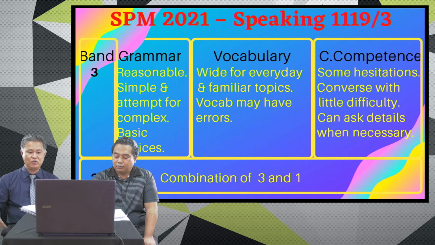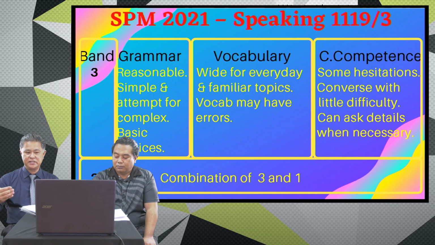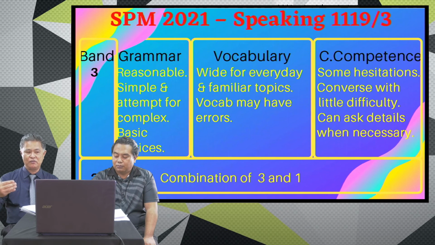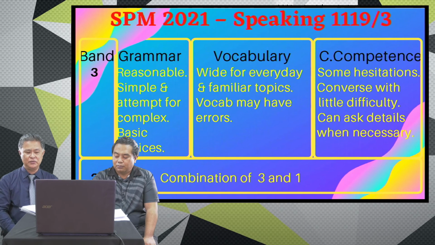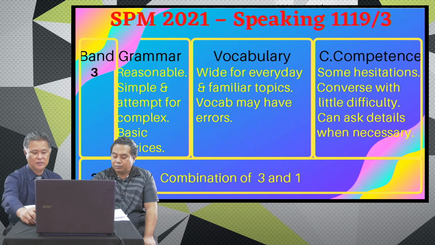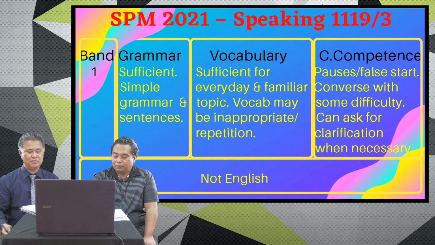And band 2 is actually the combination of band 3 and band 1, the intermediate, a mixture of band 3 and band 1. That's what we believe. And second last, we have the band 1 students.